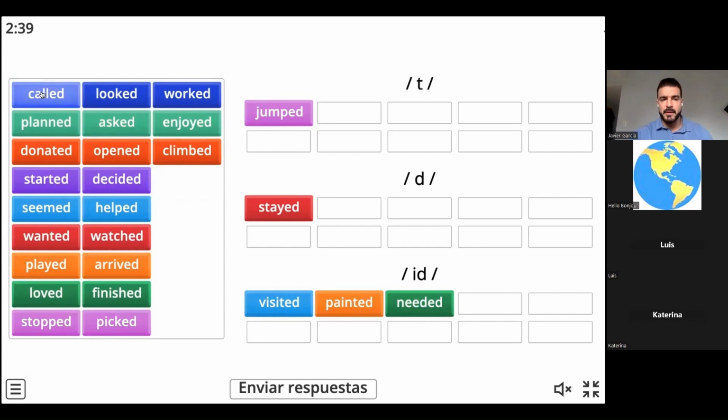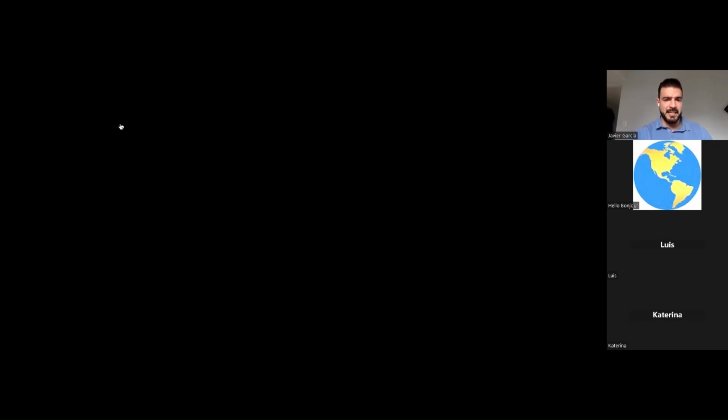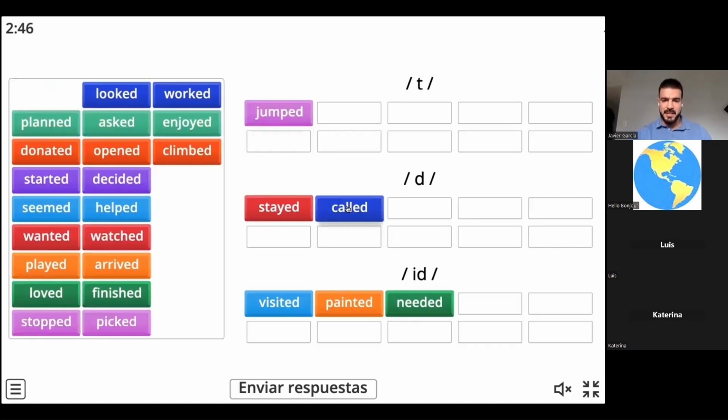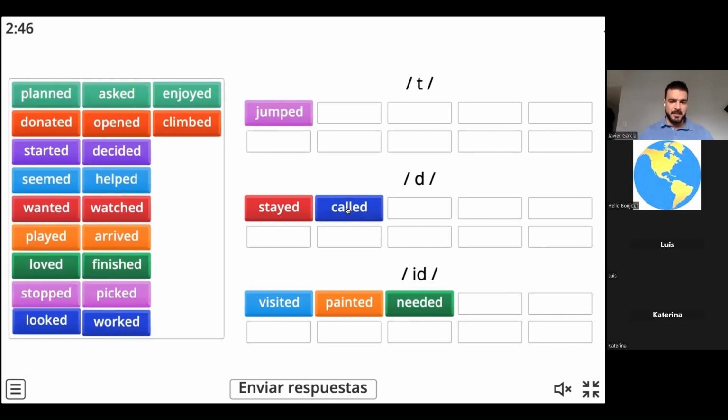What about called? Called. Where do I put it? Called. Yes. Which category do I put it in? The D, right? Why do I put it in the D? Because it has an L, right? And it doesn't follow the rules of the other two. So the last letter in this word will be call, and the past tense we will pronounce it with a D sound at the end. Called. Okay?